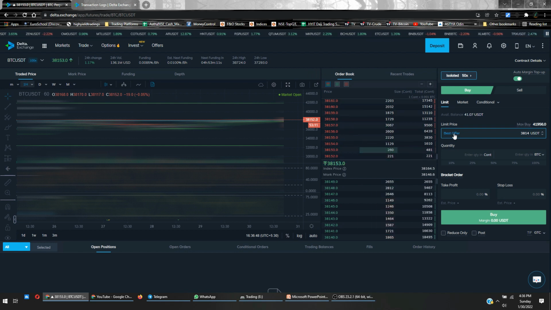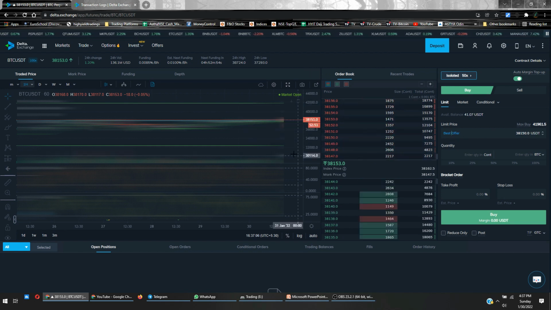Or if I don't want to type, just click on best offer. If you click on best offer, it will state a nearest price to the present price, or the current price. As you can see here, it is stating 38,150 is the best price to go long.